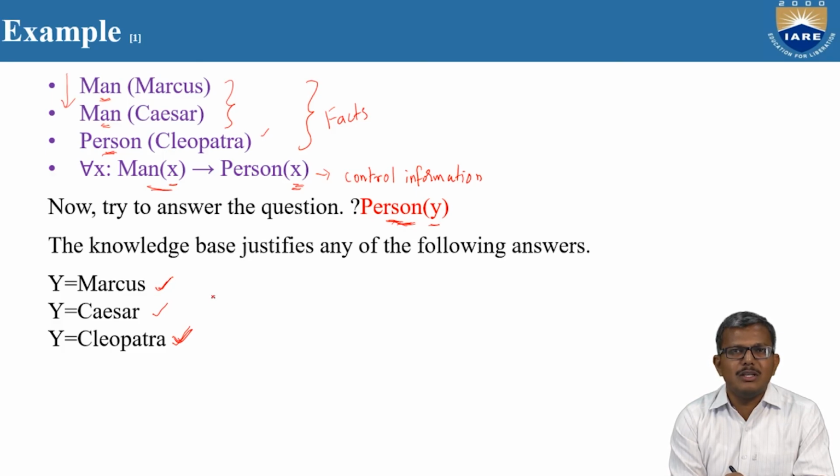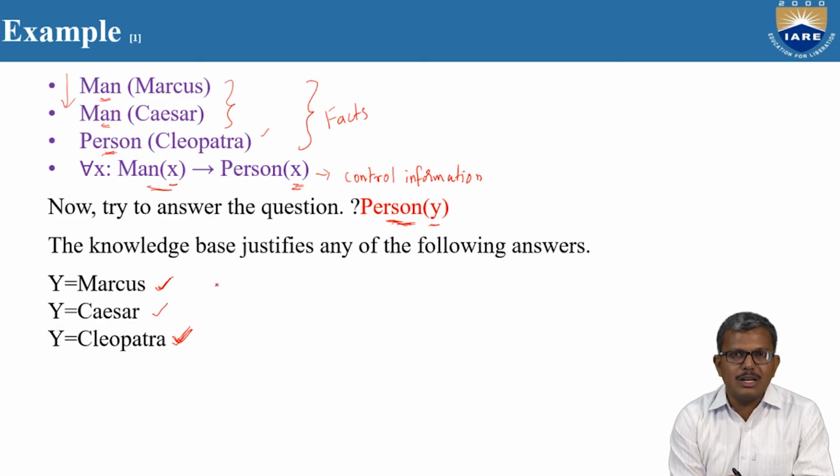So in this case, what happened? The answer is going to differ. When we implemented the declarative knowledge, the answer we got is Cleopatra. And when we implemented the procedural knowledge, the answer we got is Marcus. Okay. So like this, it is going to differ based upon the different kinds of knowledge representations.